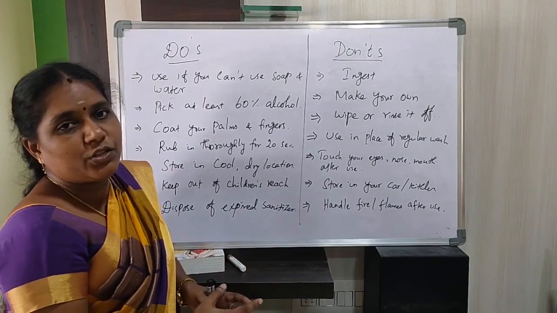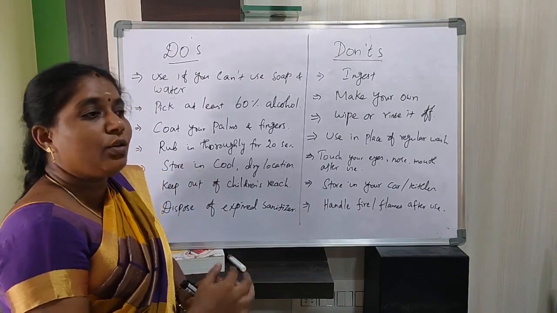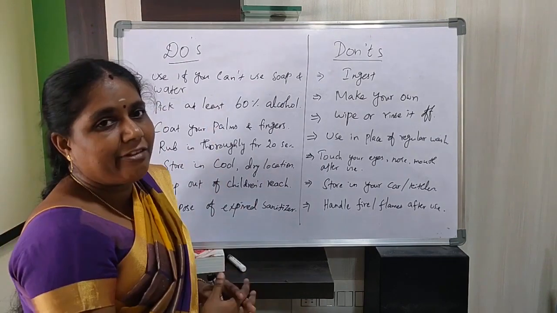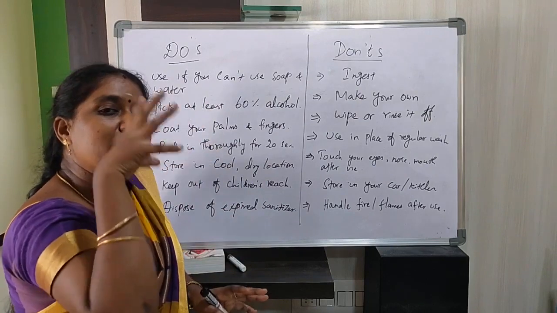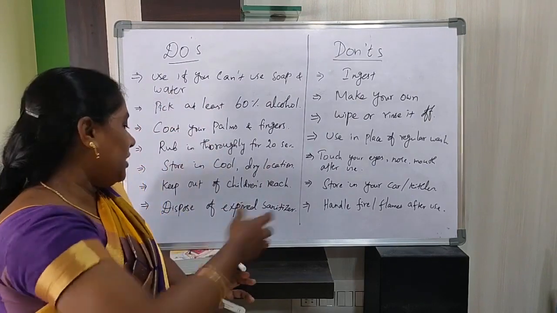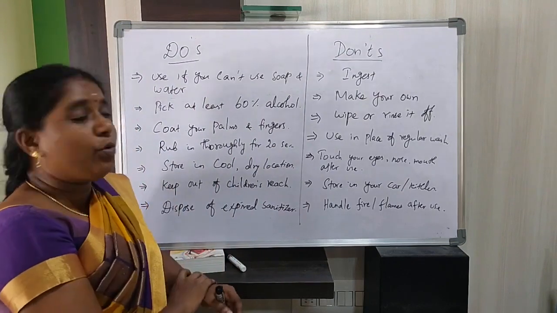You are 9th standard children. You know very well this is alcohol sanitizer. You have to keep it very safe, because children don't know. So you have to always keep these sanitizers out of children's reach. In the same way, you have to dispose of them properly.